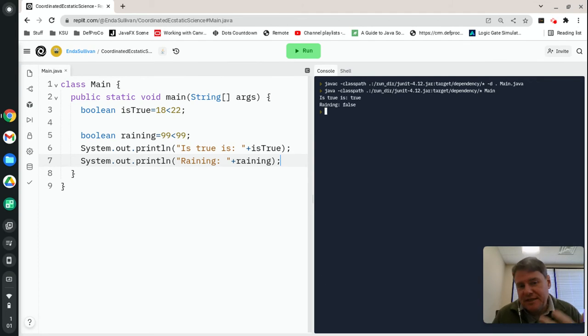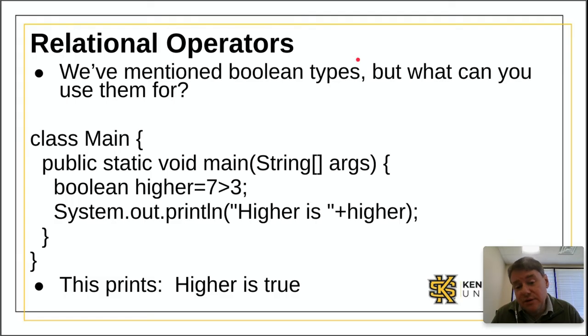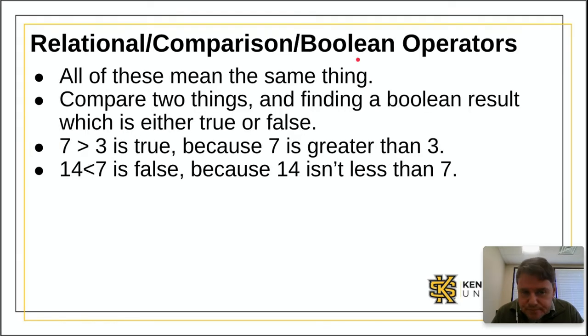Relational operators have to be very precise. If you say that something is less than something, it has to actually be less than. It can't be less than or equal to. If you meant less than or equal to, you have to specify less than or equal to. All right, so you will sometimes hear these referred to as relational operators.